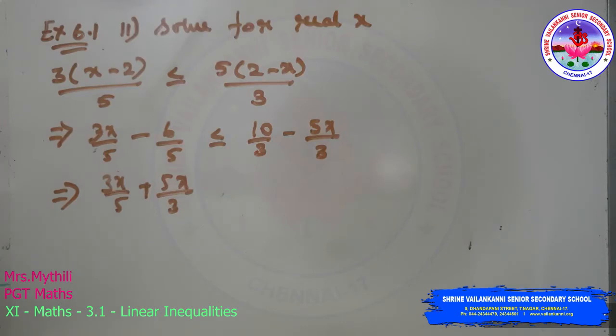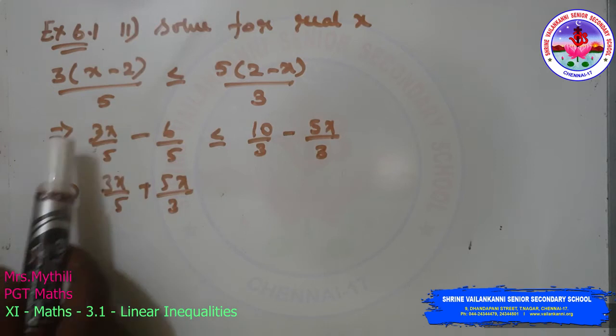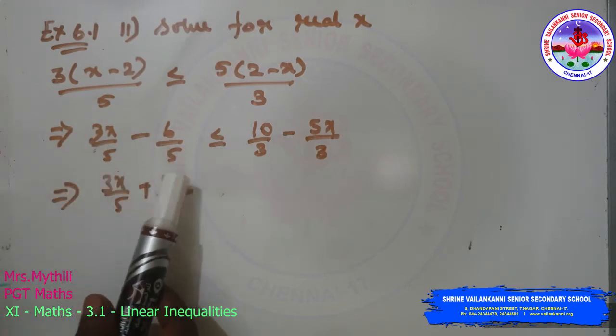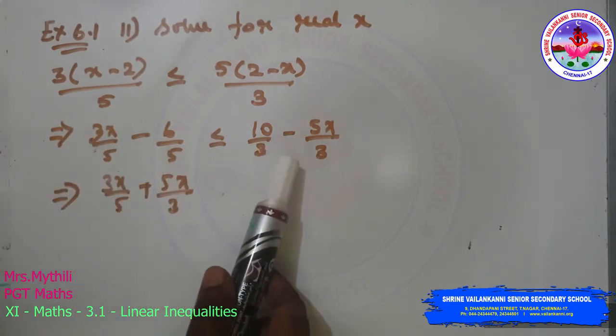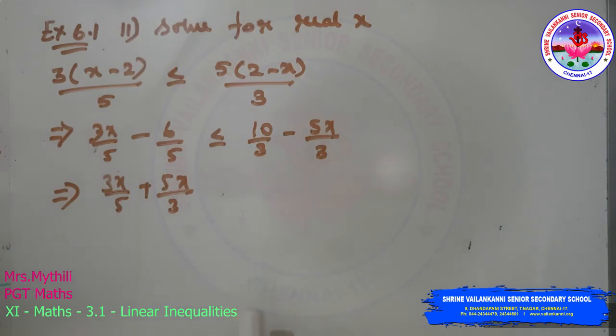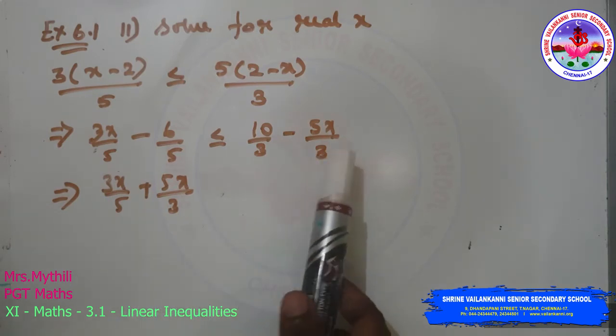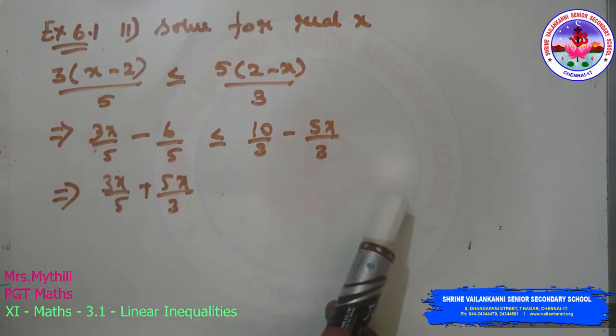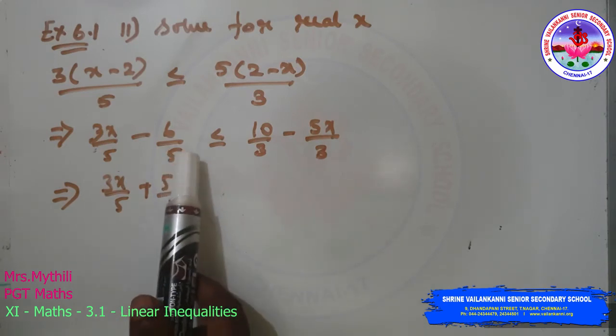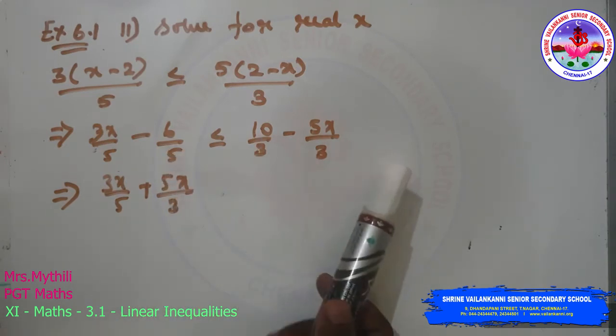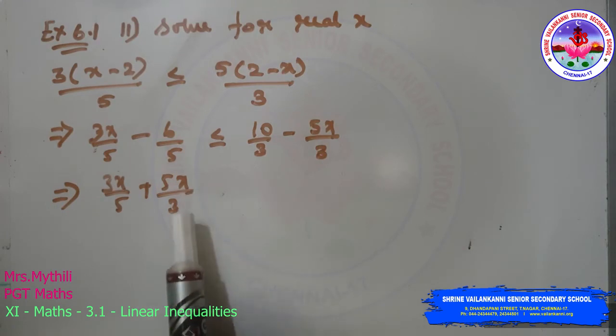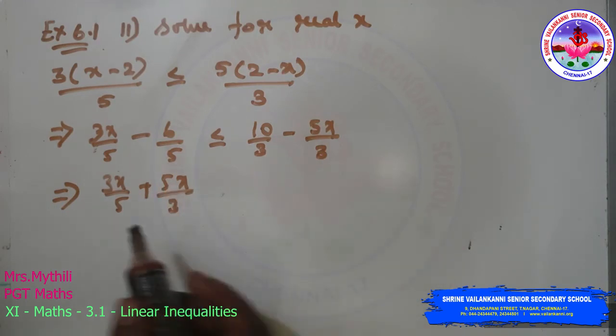Eleventh one, solve the following inequality for real x. 3(x - 2)/5 less than or equal to 5(2 - x)/3. So multiplying this, we get 3x/5 - 6/5 less than or equal to 10/3 - 5x/3. Here I'm going to add 5x/3 on both sides and 6/5 on both sides.